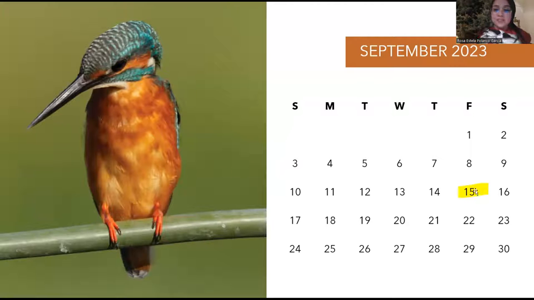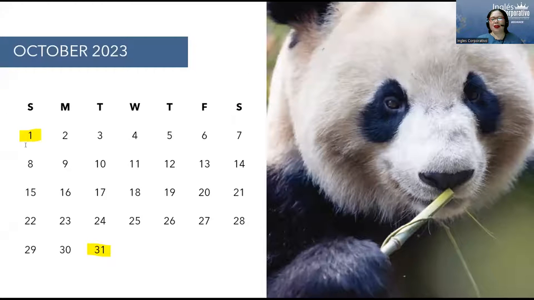Friday, September 15th. Remember, 15th of 2023. El Salvador's Independence Day, right? El Salvador's Independence Day. All right. Sunday, October 1st. Very good. And this is Salvadoran Children's Day. And this one?